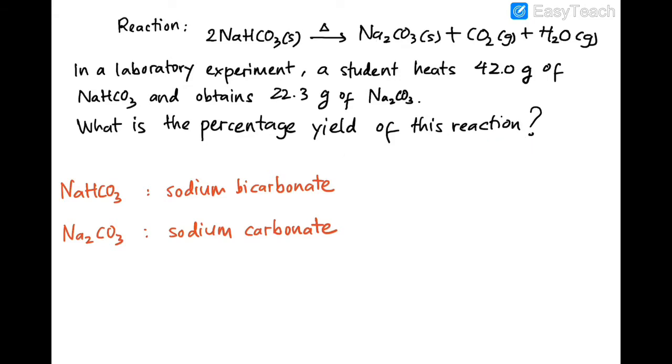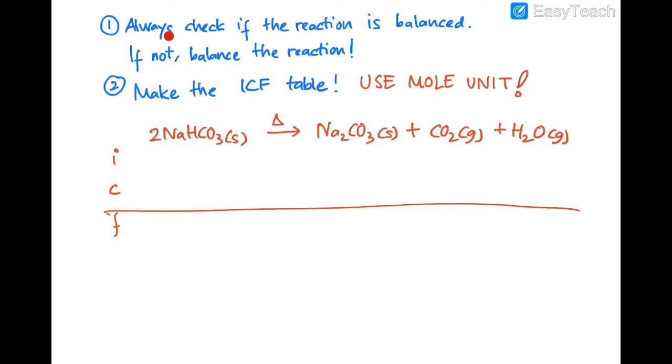The first step that you need to do is to check if the reaction is already balanced. If the reaction is not balanced, then the first thing you need to do is make sure that you have a balanced reaction. In this case, you already have a balanced reaction, so you can proceed. The second thing is to make the ICF table. You have the initial, change, and final table. And don't forget that you have to use the mole as the unit.